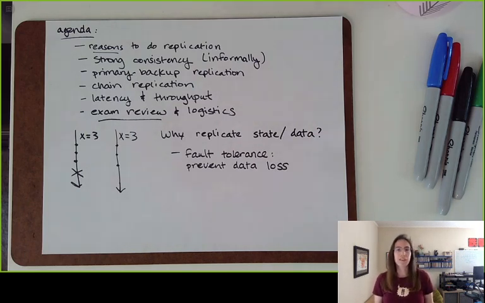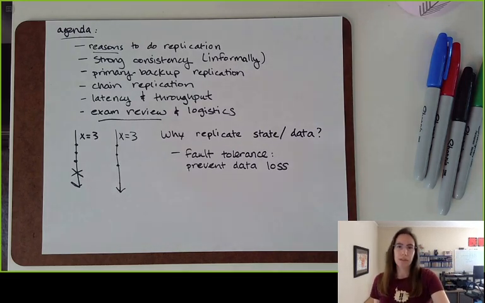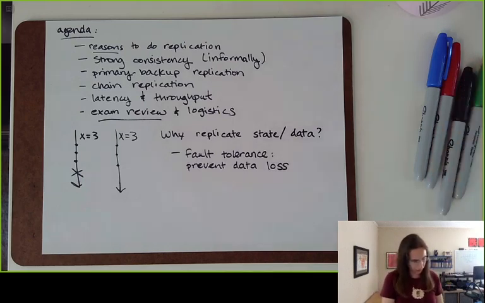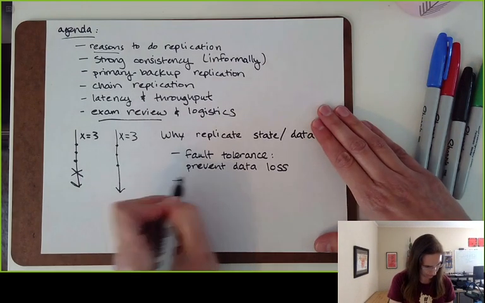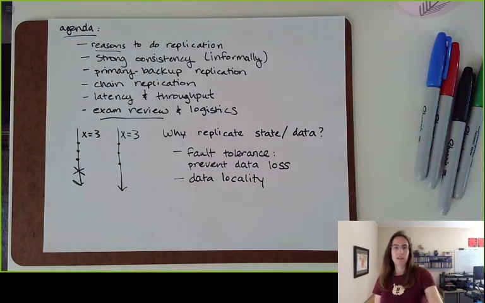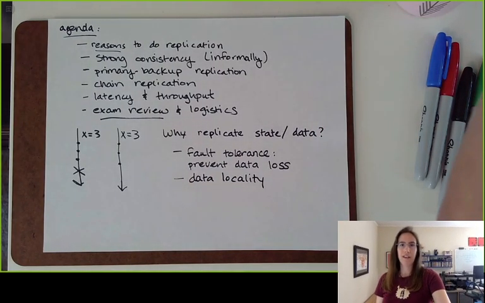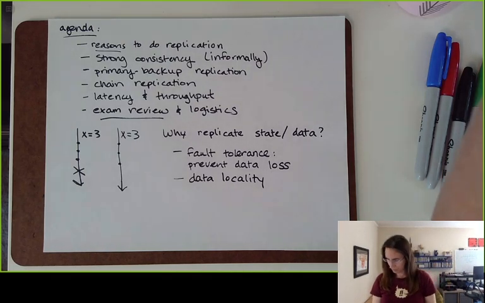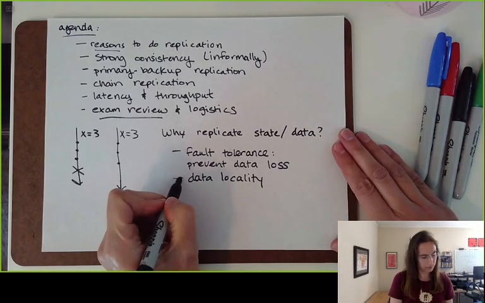So one thing that you can do is make a bunch of replicas, put them in different places around the world, and then they'll be close to the clients that need them. So one other reason that we can put down here is data locality. So this means having the data close to the clients that need it. Other reasons to do replication.